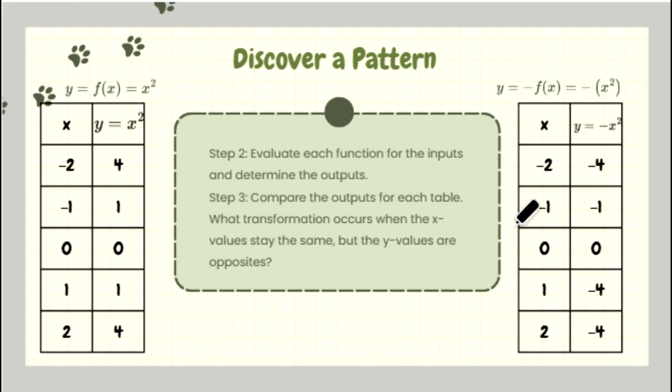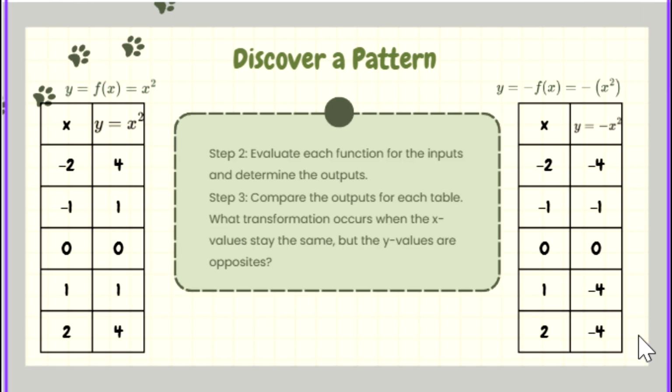So this is what happens when you've got the tables filled out. Evaluate each function for the inputs, determine the outputs, and compare the outputs for each table. What transformation occurs when the x values stay the same but the y values are opposites? Here for the y values we have 4, 1, 0, 1, 4. Here we have 4, negative 1, 0, negative 1, and negative 4. I apologize, I mistyped there.